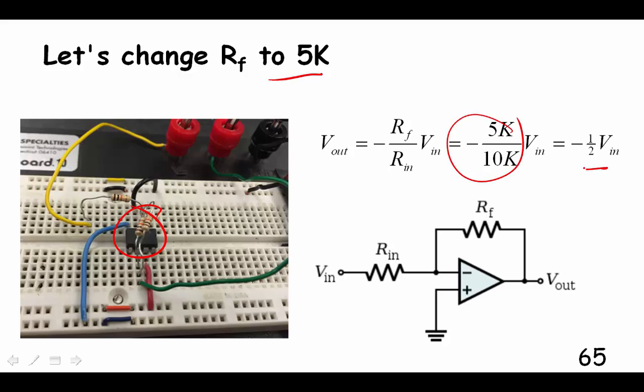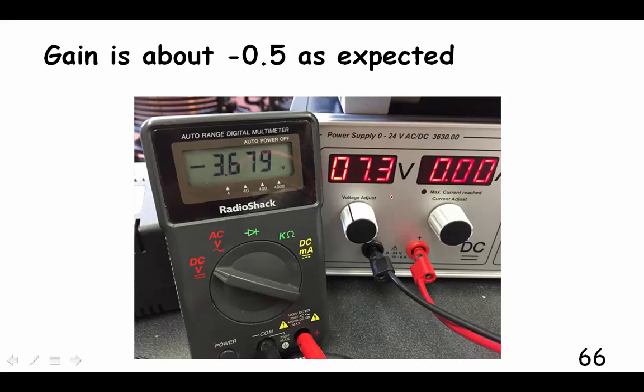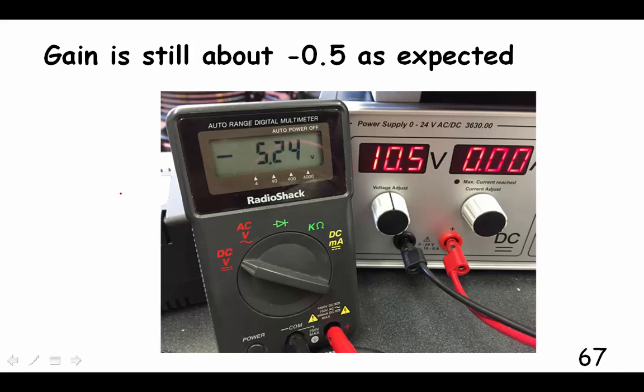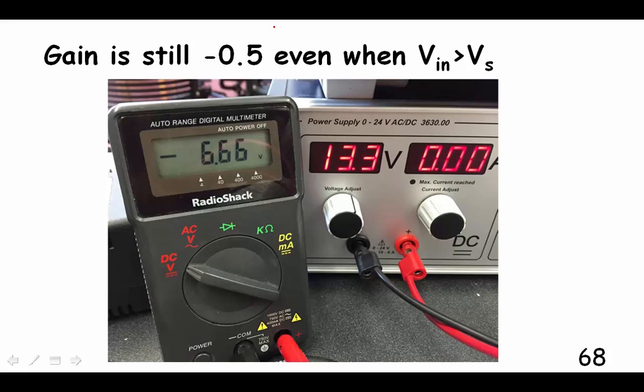So now our gain should be -1/2. Is that the case? I put in a 7.3 on the input, and I get -3.67. That's pretty good. Put in 10.5 volts on the input, and half of that is about 5.24, and that's good. And we've got the negative sign because we've got a gain that is negative.